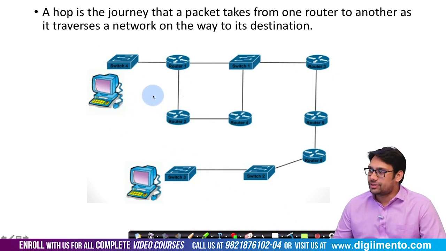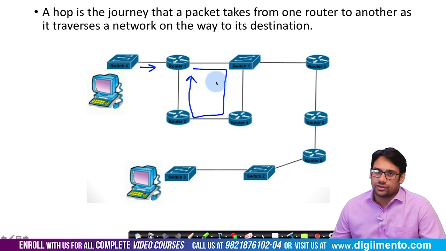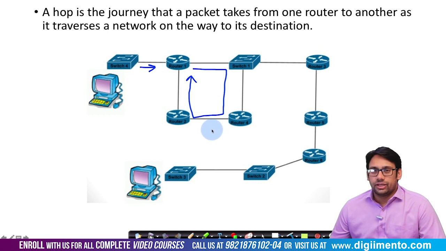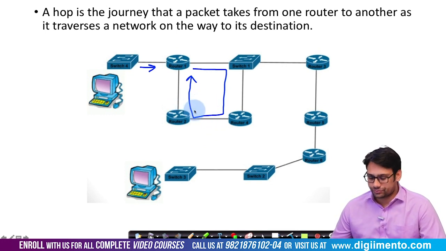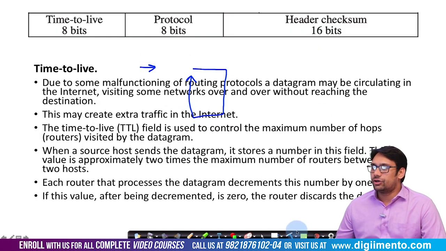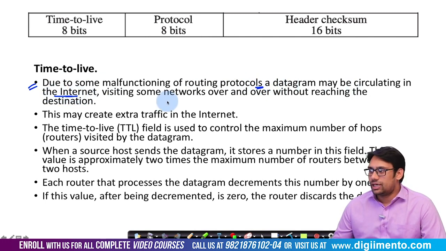For example, let us say you sent a packet from the sender to the receiver, but the packet is stuck in this infinite loop, then it will always create a problem for other packets reaching the destination. Therefore, the sender has to use this TTL field so that if any packet is stuck in an infinite loop, it can remove that packet from the network. Okay, so just read it out first. Due to some malfunctioning of routing protocols, a datagram may be circulating the internet and visiting some networks over and over without reaching the destination.